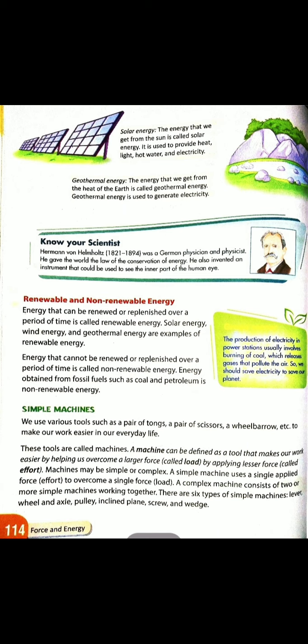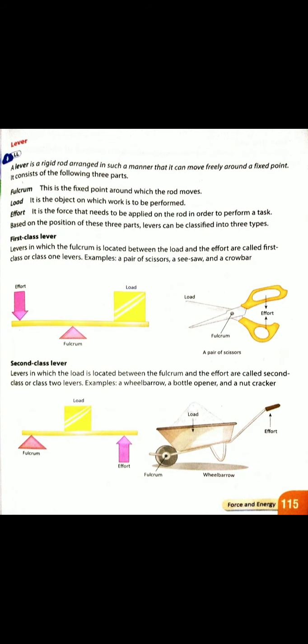Machines may be simple or complex. A simple machine uses a single applied force, that is effort, to overcome a single force, that is load. A complex machine consists of two or more simple machines working together. And there are 6 types of simple machines: lever, wheel and axle, pulley, inclined plane, screw and wedge. So let's start learning about them one by one.